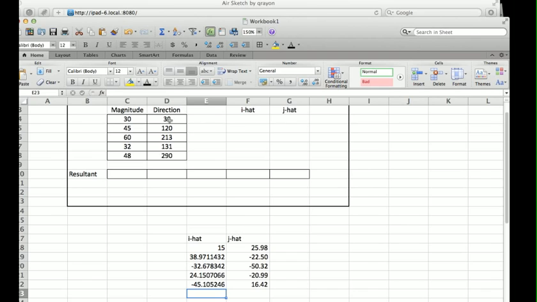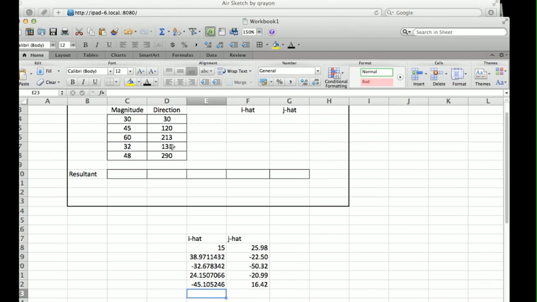So in the first one, 30 degrees is in the upper right quadrant, so they should both be positive i hats and j hats. 120 would be in the lower right, so it should be a positive i hat and a negative j hat. 213 would be in the lower left quadrant, so they should both be negatives. They are.